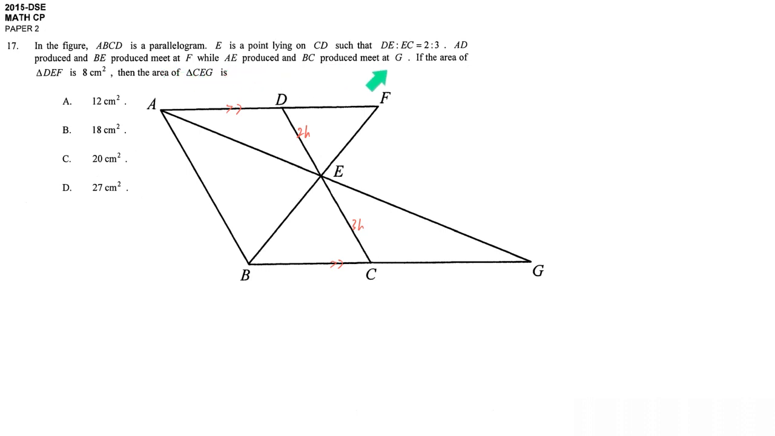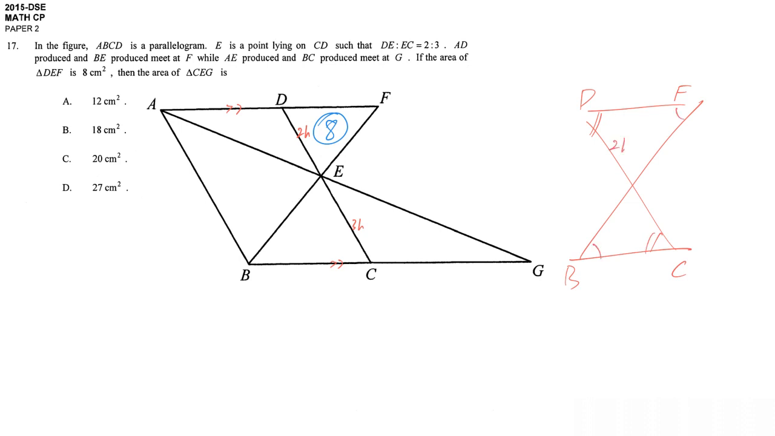And then they tell you that the area of triangle DEF is 8. So this is 8 here. It's very obvious that we are going to use similar triangles. So DE, DF, and then parallel to BC, and then they cross each other. So these two angles are the same. This angle is the same.